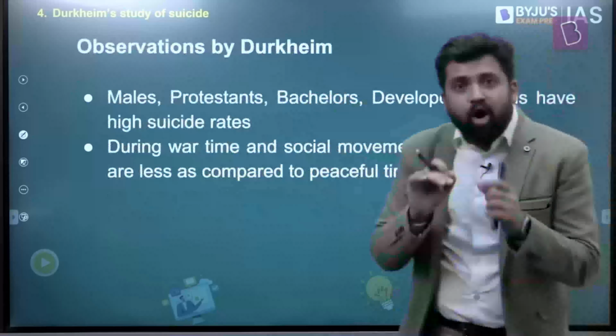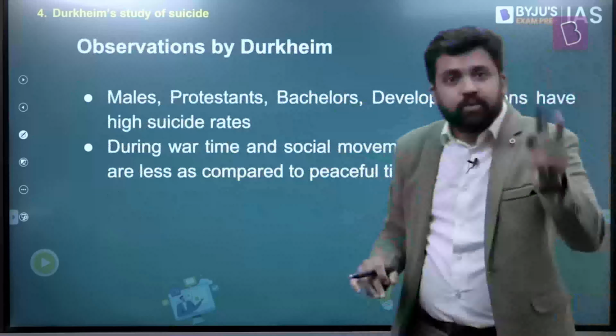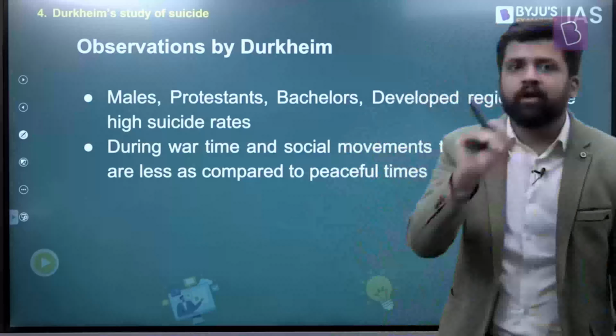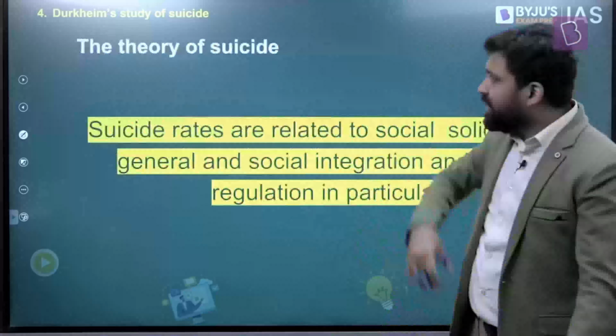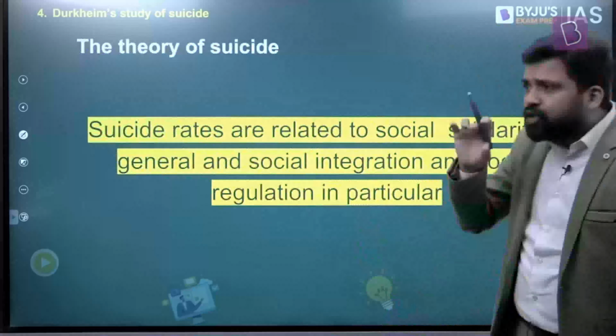Right? He finds that among males, you have more suicide as compared to females. Among Protestants, you have more suicide as compared to Catholics. Among bachelors, spinsters, those who are not married, suicide rates are high. Among developed regions, suicide rates are high. Right? So he is now realizing that the social group you are part of might have a bearing on suicide rates. So he's coming up with this theory that suicide rates are dependent on, or related to, social solidarity.